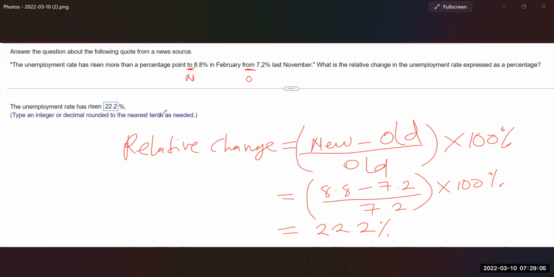Sounds good. So "to" gives you an indication of the new, and "from" gives you an indication of the old. If you want to interpret this result, how would you interpret that? You say that the unemployment rate has risen by 22.2% between November and February. Sounds good? All right, so that is all that I have for you on this question. Thank you.